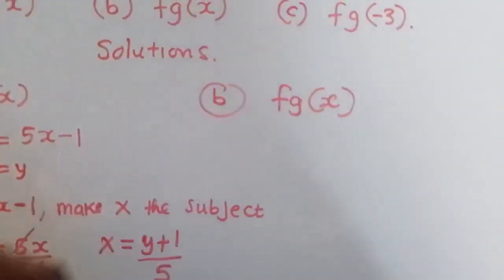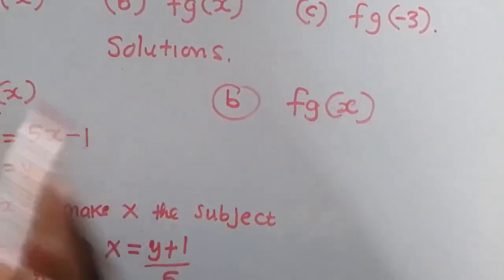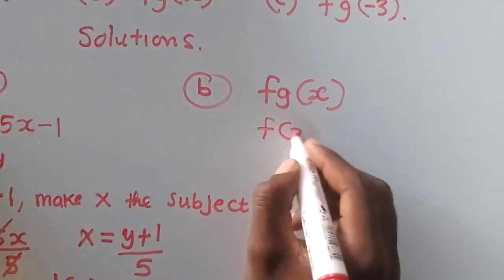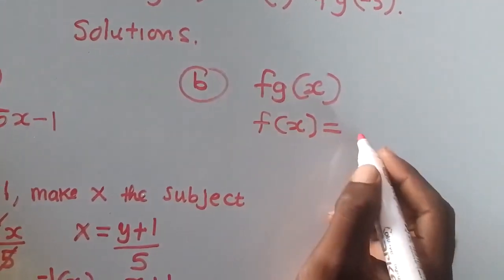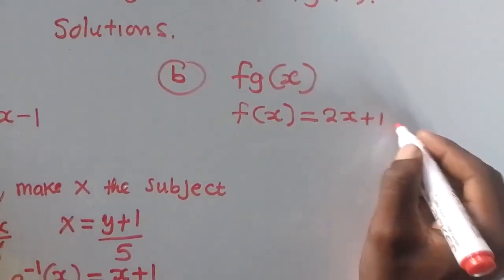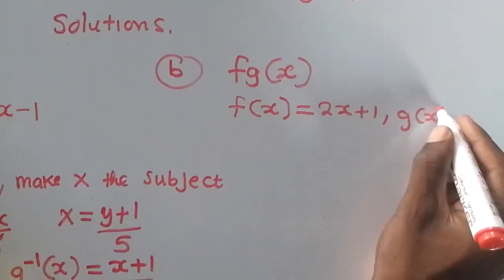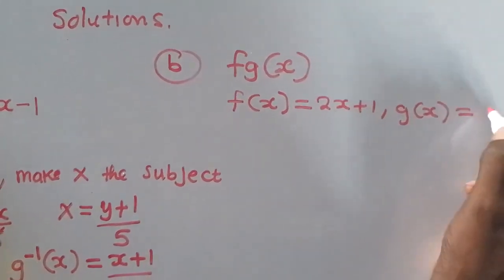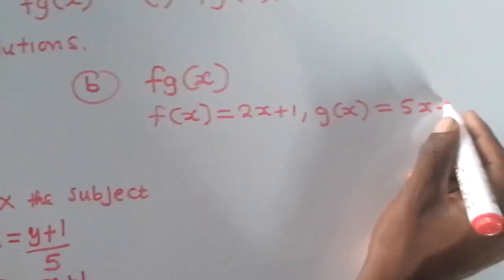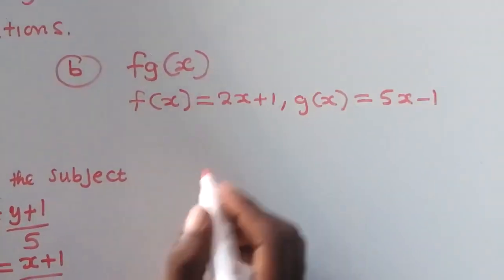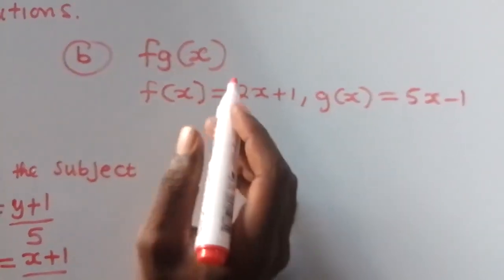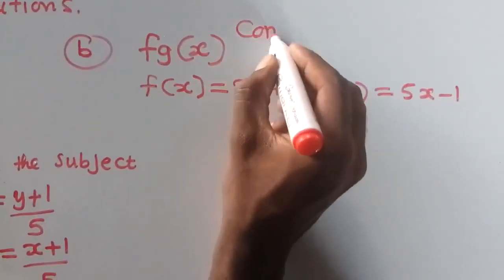This is g. So we've got f of x, which is equal to 2x plus 1. I've also got g of x, which is equal to 5x minus 1. This is what I'm having. Then I'm told to find fg of x. So these are called composite functions.